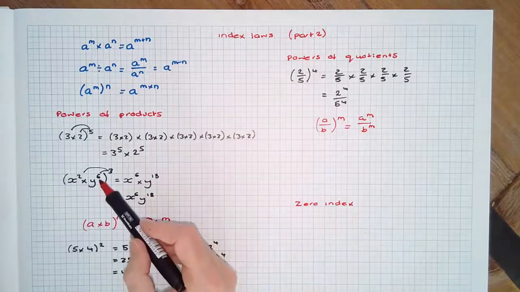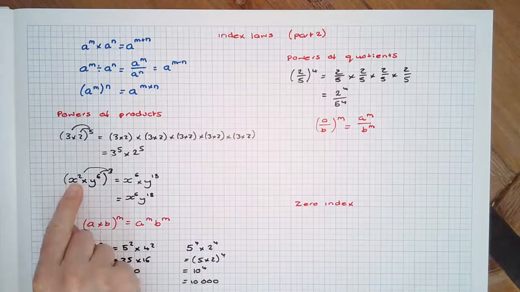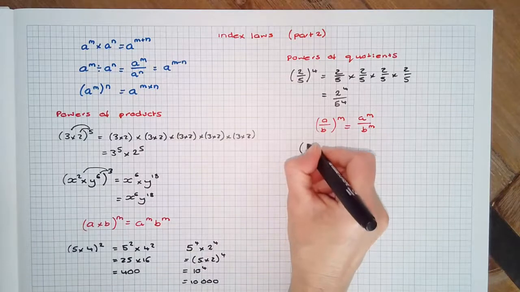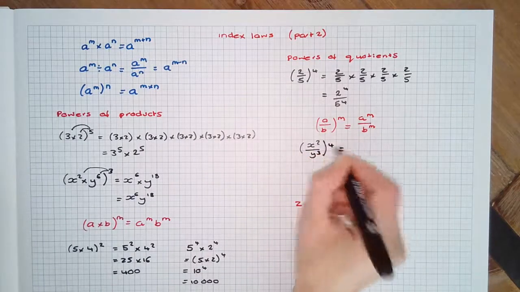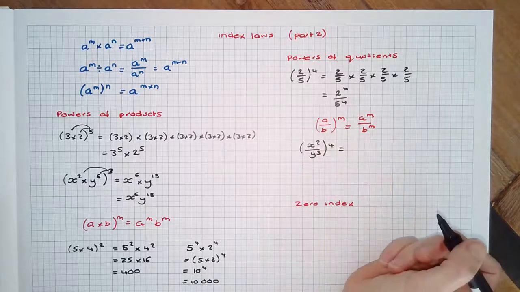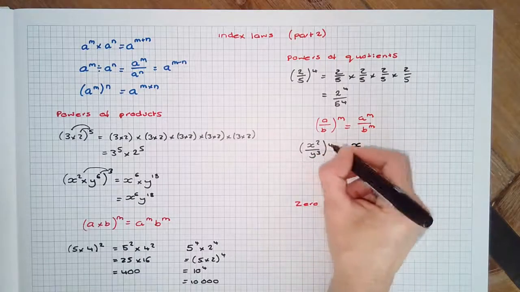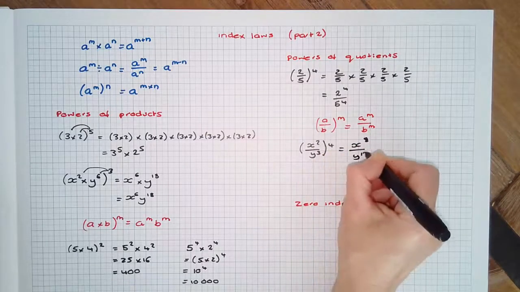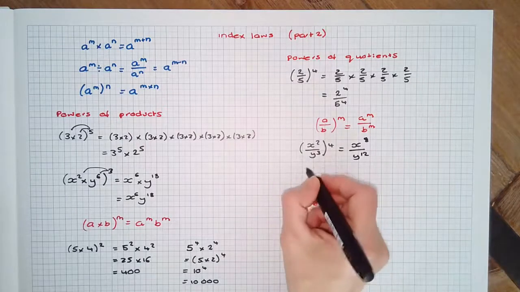And like our power of products, if our factors already have powers, for instance using algebra, say (x squared over y cubed) to the power of 4, we simply multiply the indices. So now we have x to the power of 2 times 4, which is 8, over y to the power of 3 times 4, which is 12.